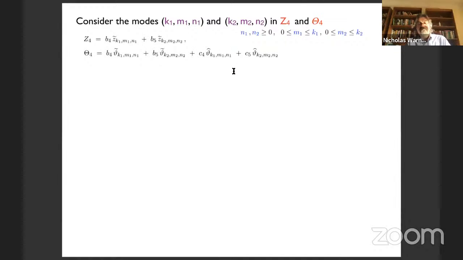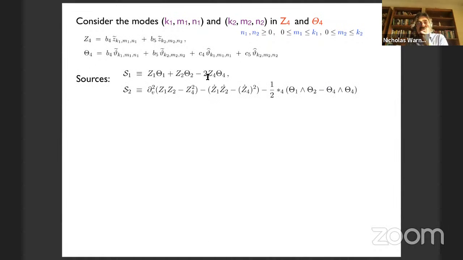So in particular, one of the standard ways of solving this is you simply start off by saying, let's consider two modes in Z4 and theta 4. I'm showing an index with Km and N with these bounds. I'm going to just throw these into the mix, and I want to solve the source terms. Well, the sources look like this.